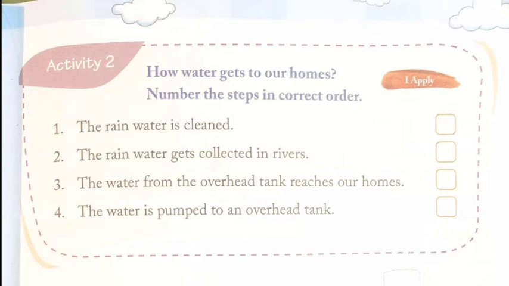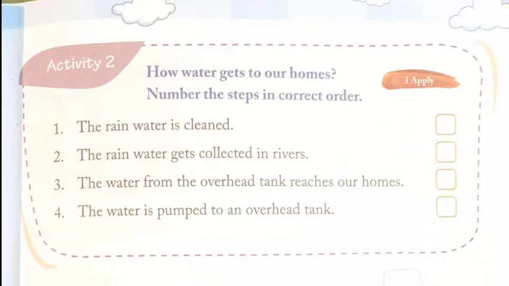How water gets to our homes. Number the steps in the correct order. So you are given 4 steps. Step number 1 reads, the rainwater is cleaned. Step number 2, the rainwater gets collected in rivers. Step number 3, the water from the overhead tank reaches our homes. And step 4, the water is pumped to an overhead tank.